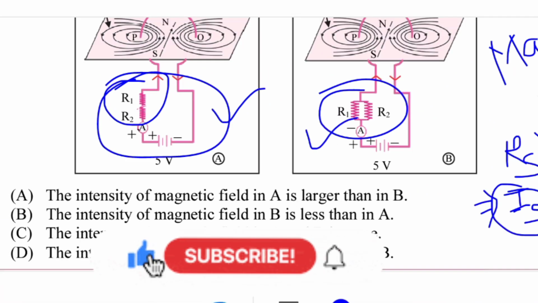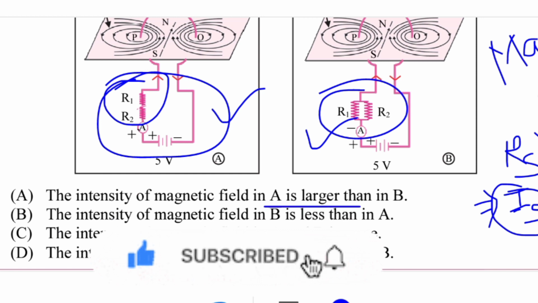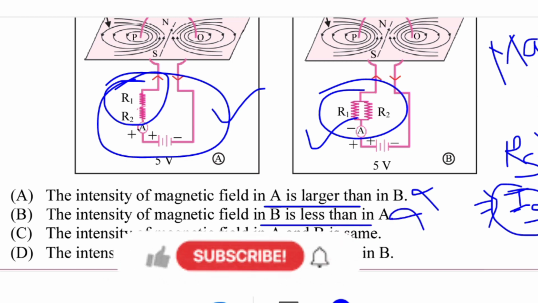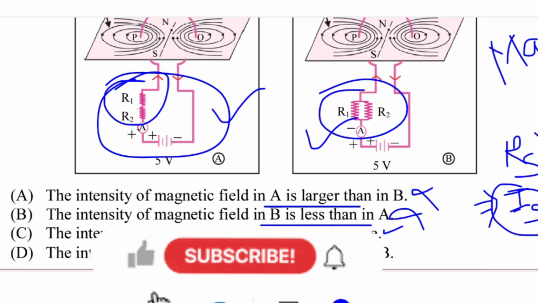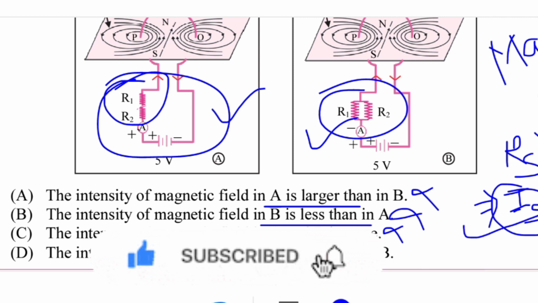Let us observe the options here. Magnetic field intensity in A is larger. No, this will not be the option. Intensity of magnetic field in B is less. No, it is not the option. Magnetic field in both A and B will be the same. No, this can't be possible. So what is the remaining option? The magnetic field intensity in A is less than B. According to this condition, our correct answer will be option B. Sorry, option D, that is the fourth option.